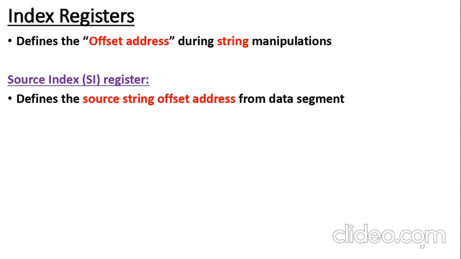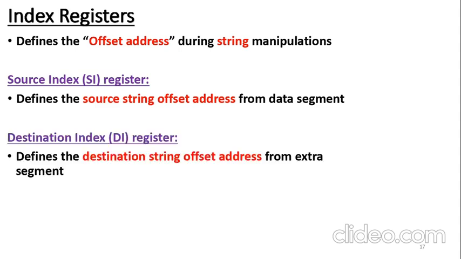In short, the source string always resides within the data segment, and its offset address will be pointed by source index. Now the next is the destination index register, DI register. This DI register defines the destination string offset address from the extra segment. It means that the destination string, the other type of string involved in the string manipulation, always resides within the extra segment, and its offset address, 16-bit, is pointed by the destination index register here.